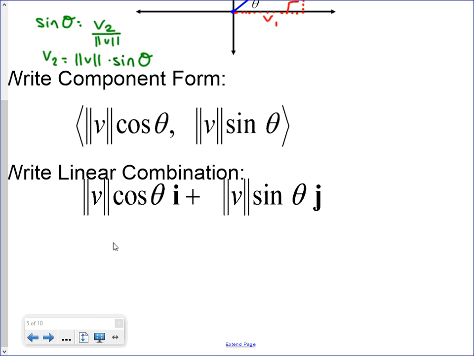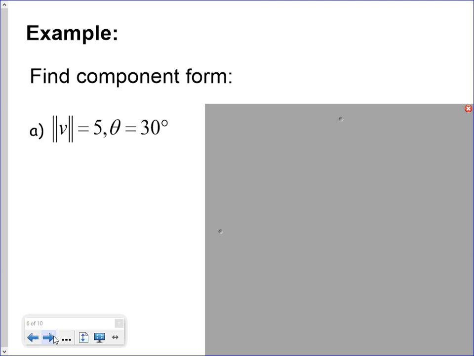Let's look at how we can then utilize this. Okay. So I'll do this first example with you. We're going to find the component form for a problem such as this, where they simply give me the information that I need. The magnitude of V is equal to 5, and theta is equal to 30 degrees. So if you look back at what we just wrote down, we're given the magnitude and the direction angle, then we have a formula that we can use for component form.